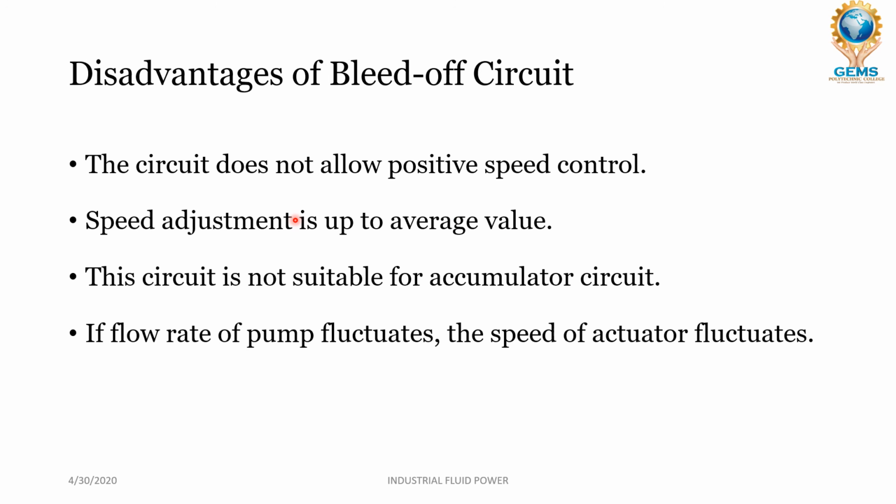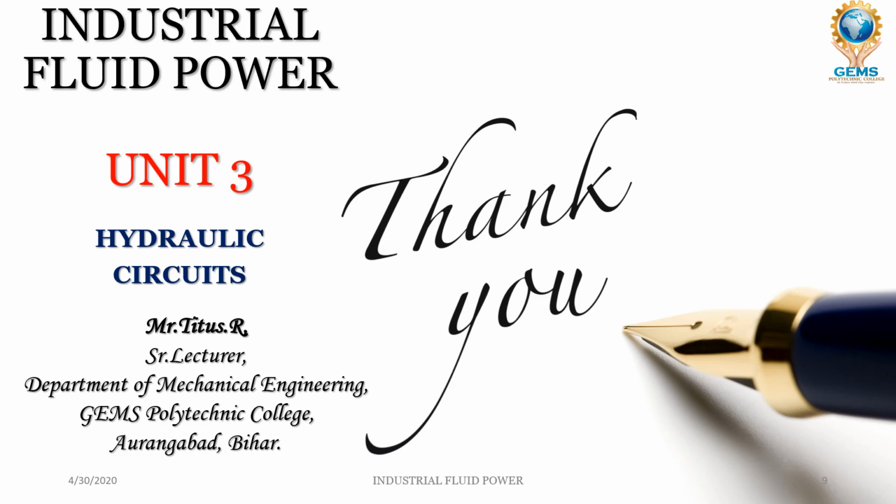What are the disadvantages of bleed off circuit? The circuit does not allow positive speed control, and speed adjustment is only up to an average value. This circuit is not suitable for accumulator circuit. If flow rate of pump fluctuates, the speed of actuator fluctuates. Yes, if there is a fluctuation in the pump itself, the actuator also fluctuates.